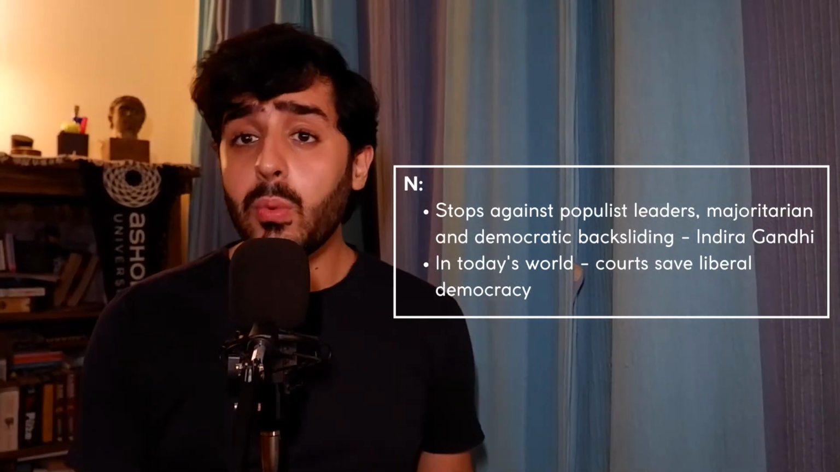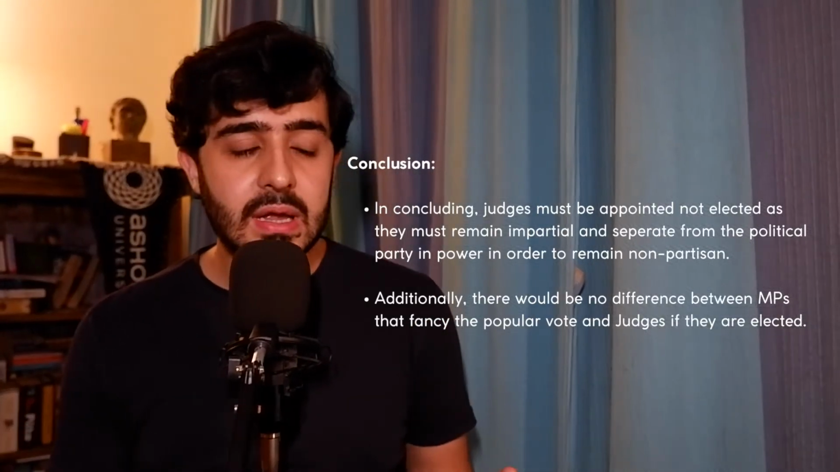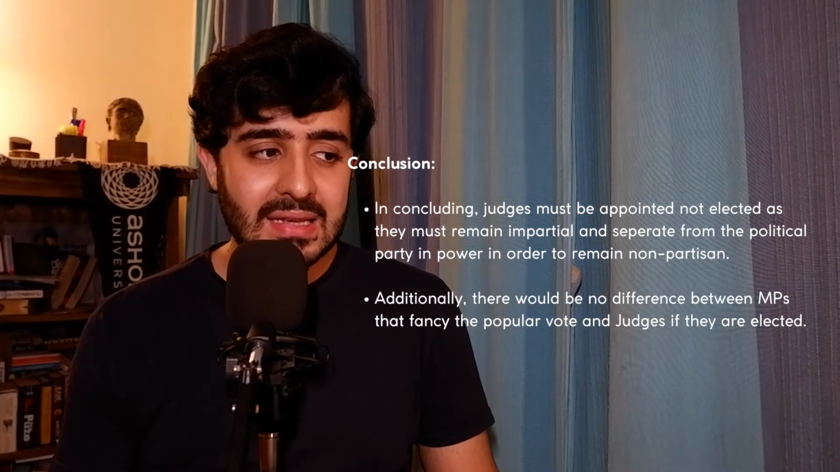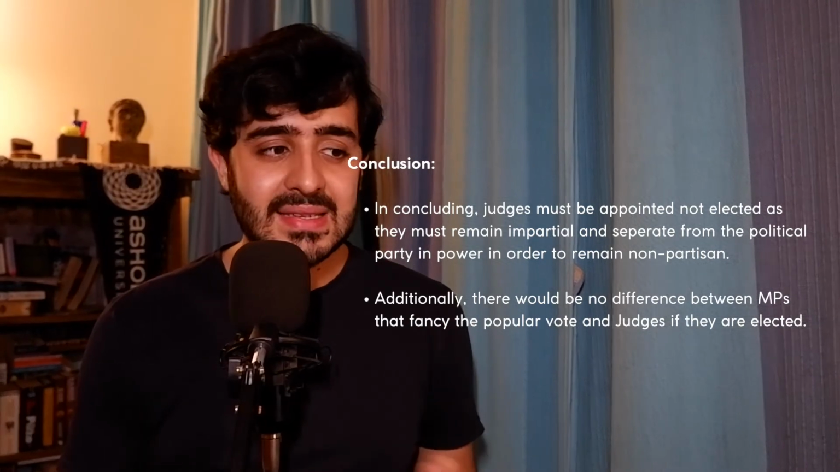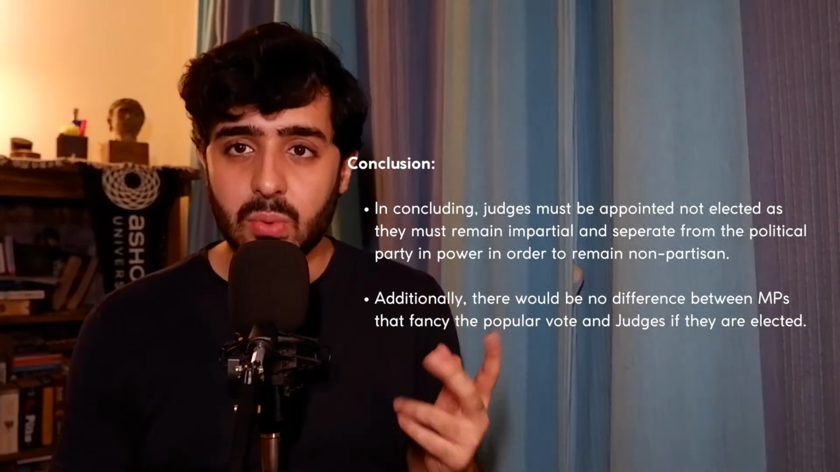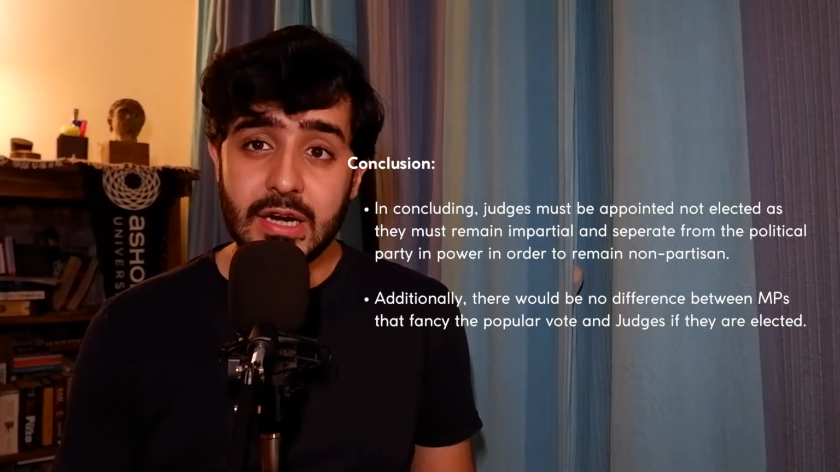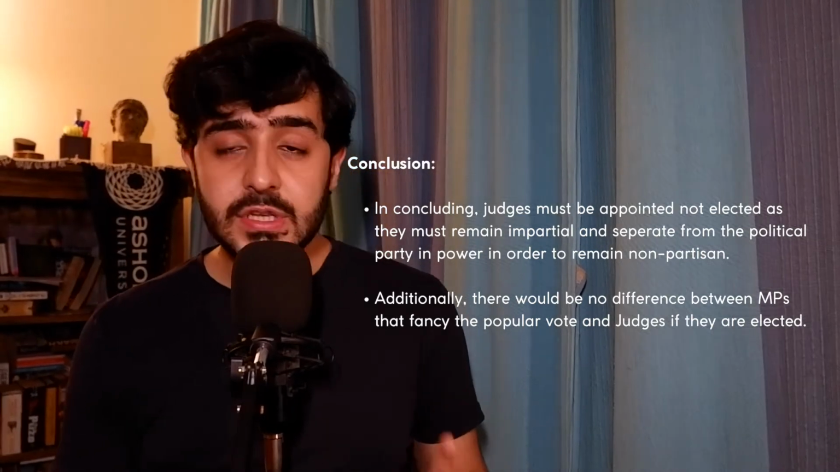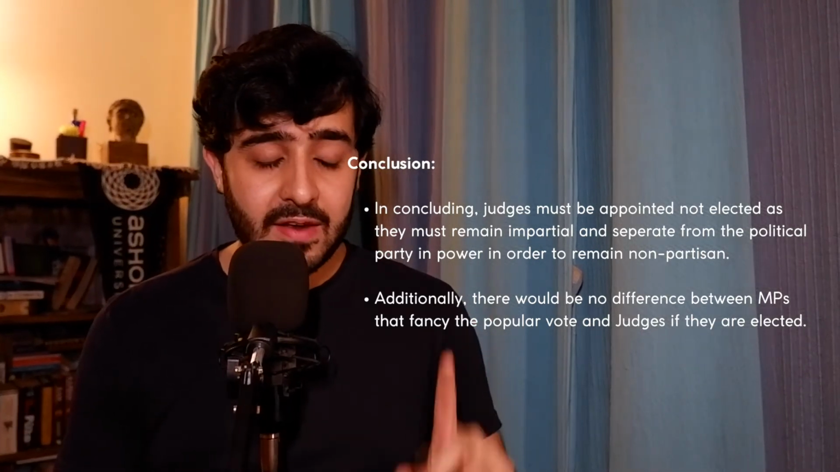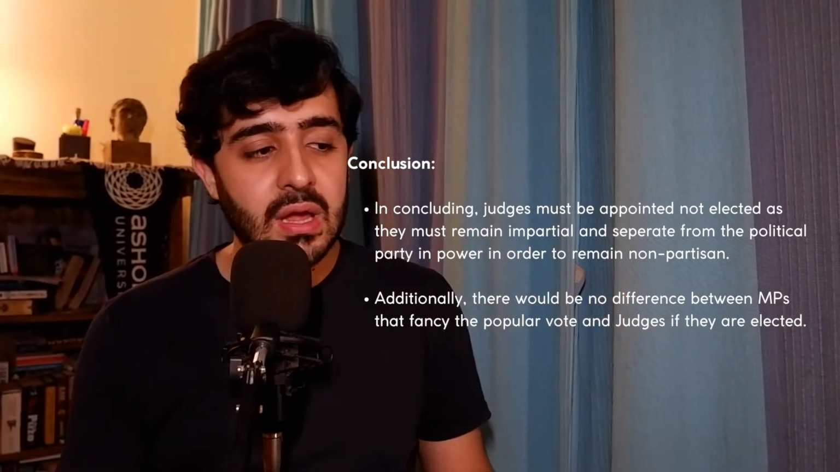Conclusion. Now, what would the conclusion look like? Again, like I said, begin with in concluding. Judges must be appointed and not elected, as they must remain impartial and separate from the political party in power to remain non-partisan. Again, it's a mix of X and Y. And reinforcing Y here again. Additionally, there would be no difference between MPs that fancy the popular vote, again, according to the electorates and the constituents, and judges if they are elected.